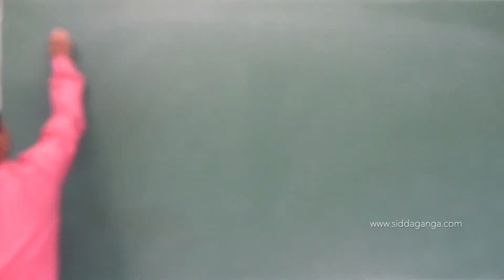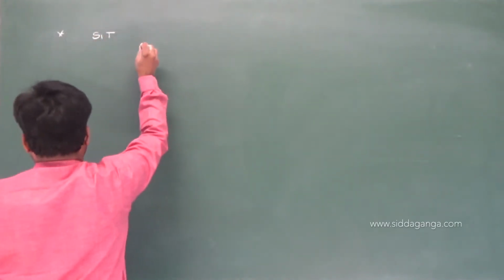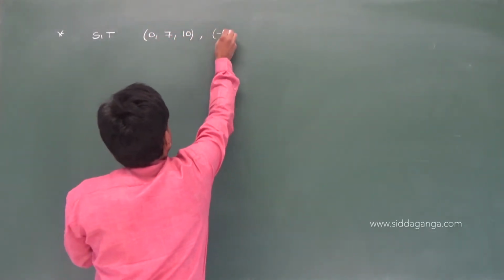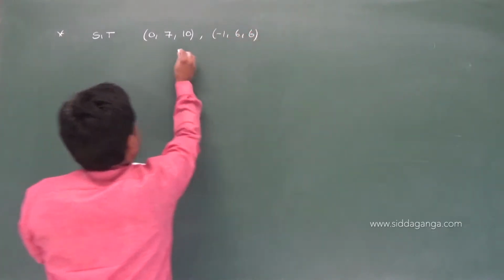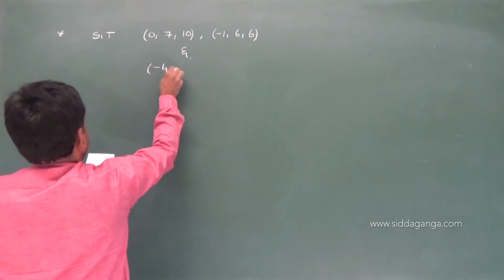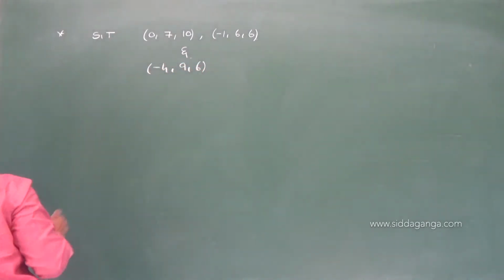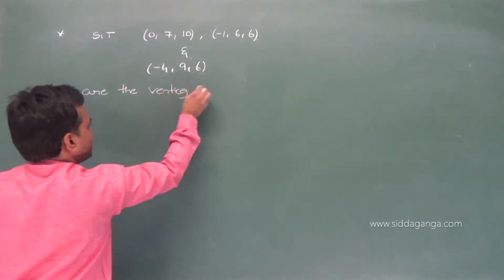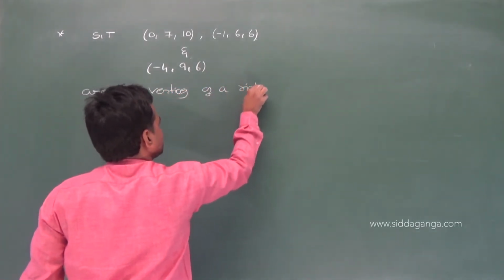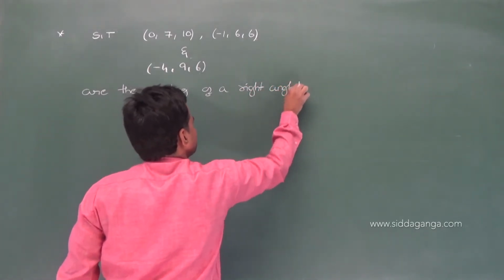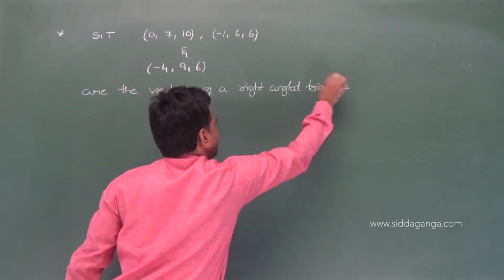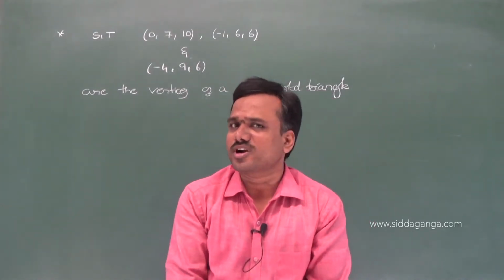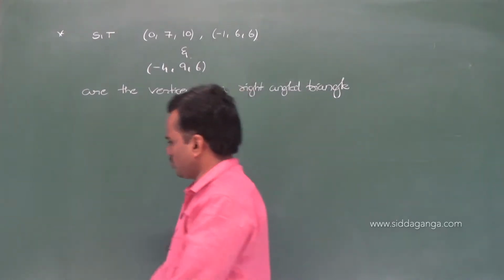Show that, next problem, show that 0, 7, 10, minus 1, 6, 6 and minus 4, 9, 6 are the vertices of a right angled triangle. This one also you know, are the vertices of a right angled triangle. Okay, we will see this one.